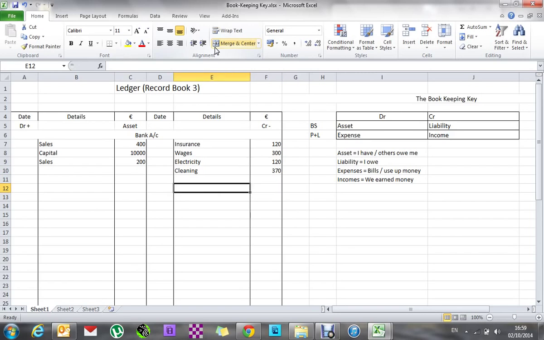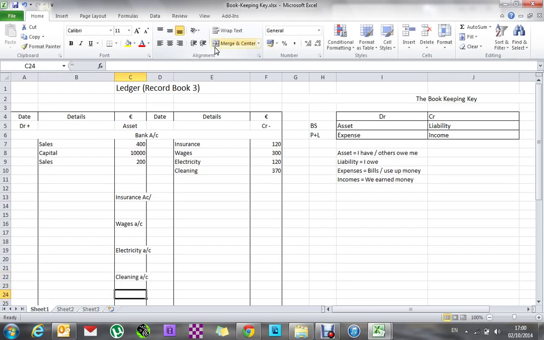But we need to do the double entry for this now. So that means every time a transaction takes place, we'll have a debit in one account and a credit in another. So these words and details are the names of the other accounts. So I'm going to have an account called insurance. I'm going to have an account called wages. So skip 2 lines. I'm going to have an account called electricity. And then I'll finally have an account called cleaning.